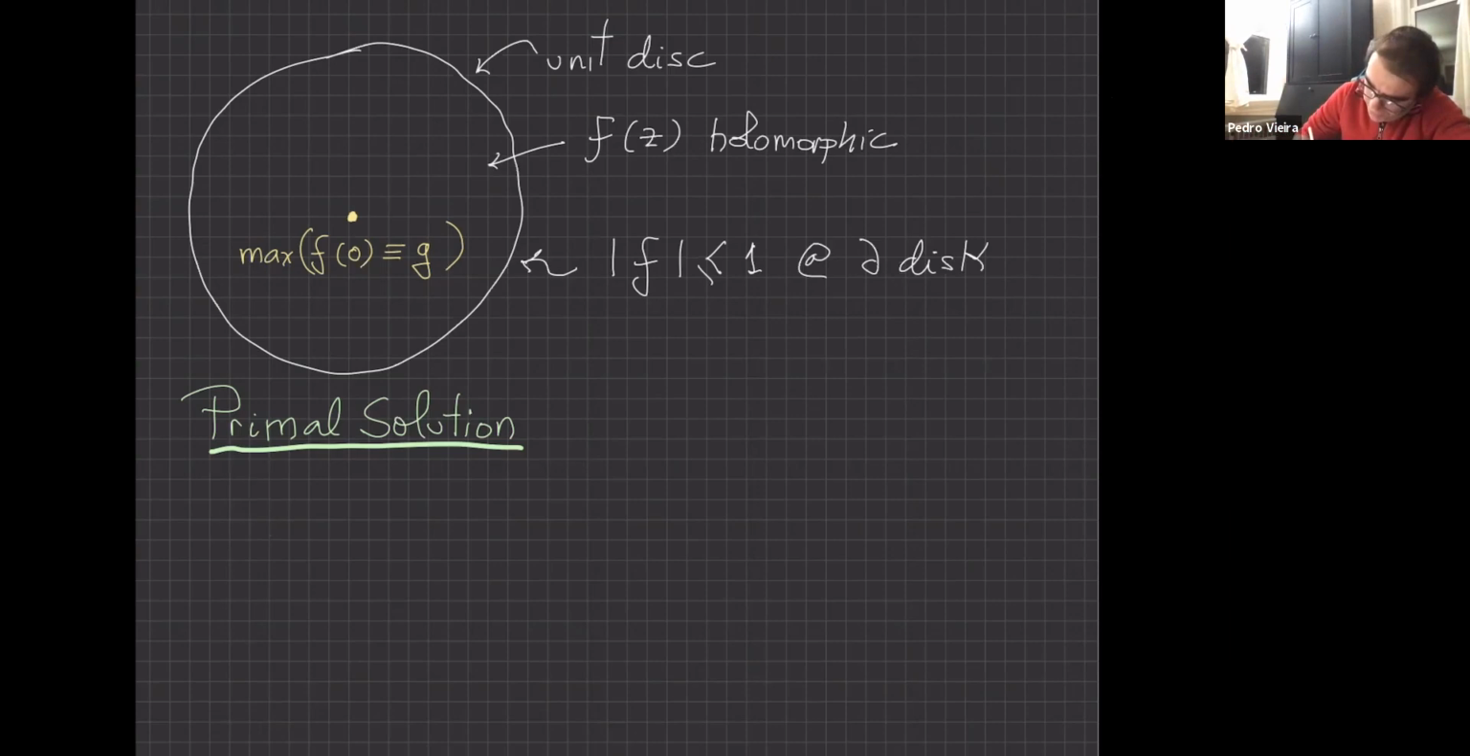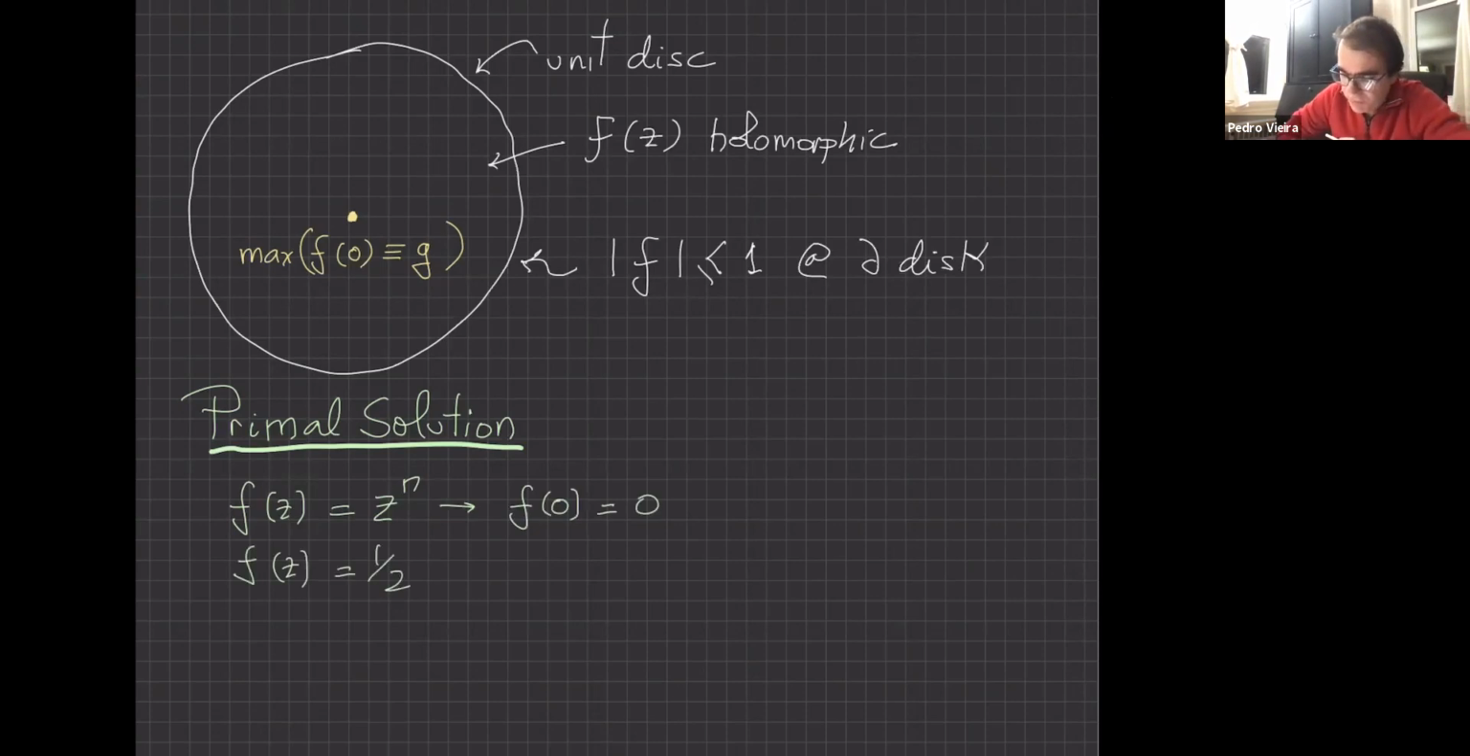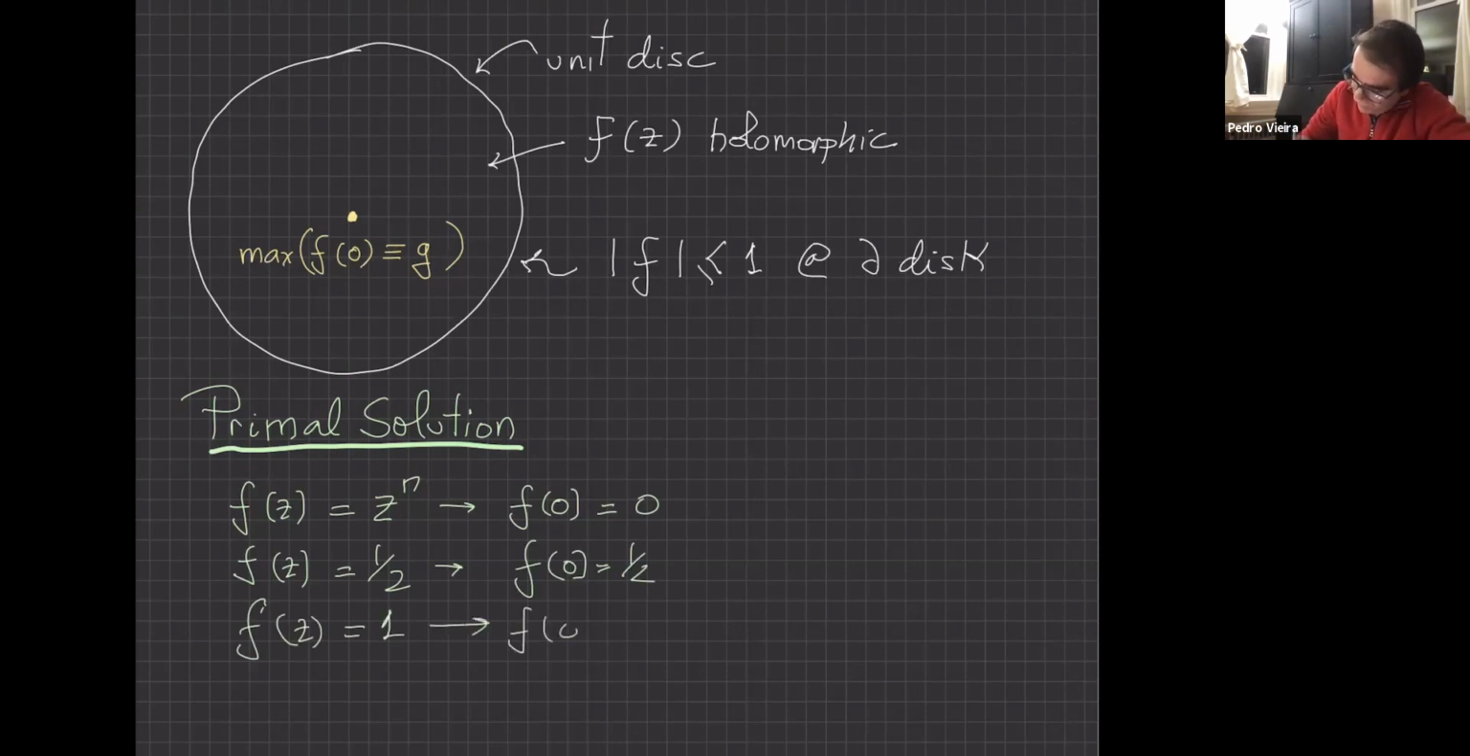For example, you could try f of z equal z to some power, right? So this would be a phase at the boundary of the disk, absolute value 1 when z is a phase. That's definitely bounded. This would give me f of 0 equals 0. That's not a very big number. I could try f of z equal 1/2. 1/2 is bounded at the boundary of the disk, and this gives me a better value, f of 0 equal 1/2. I could try f of z equal 1. This gives me f of 0 equal to 1.